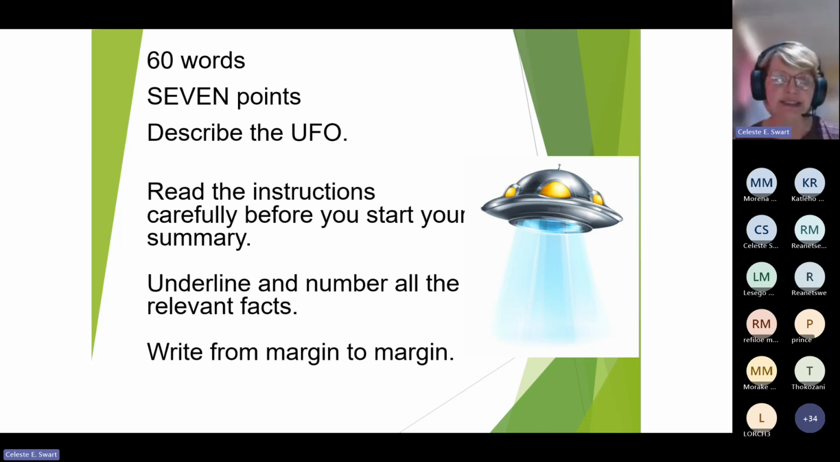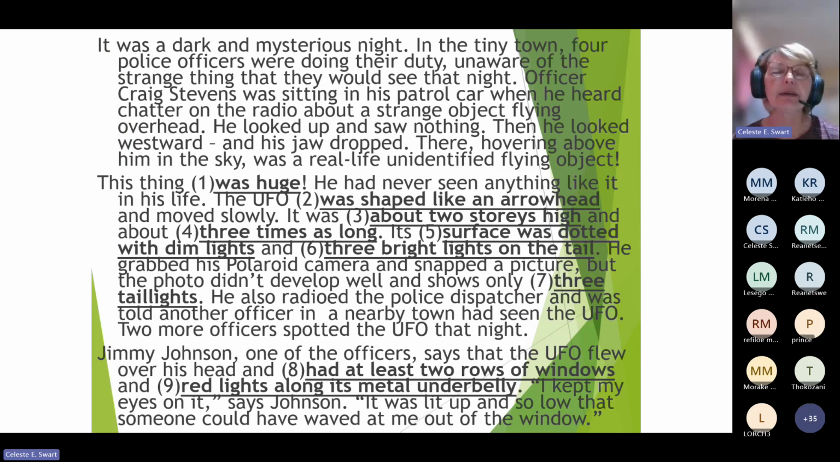Remember, read the instructions very carefully before you start your summary. Then you underline and number all the relevant facts. And you're going to write your summary from margin to margin. You will have 2 margins to make sure that you stay within the margins. And then you have the right-hand margin to write your number of words down. Now, this is our passage.